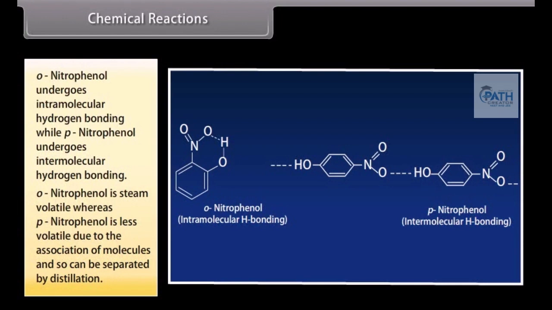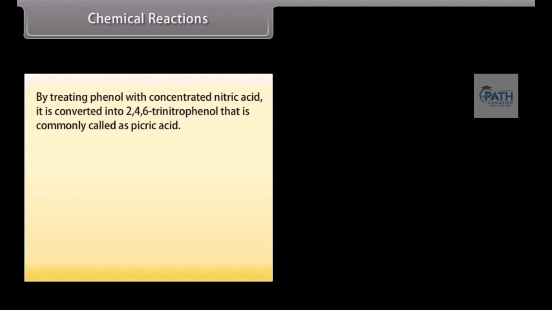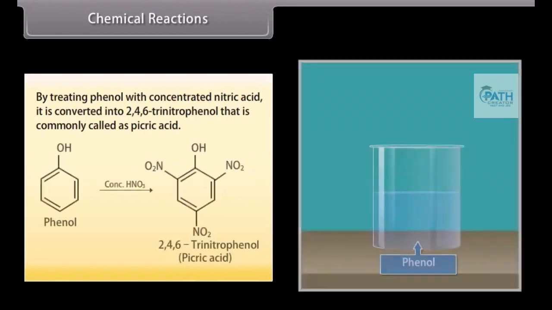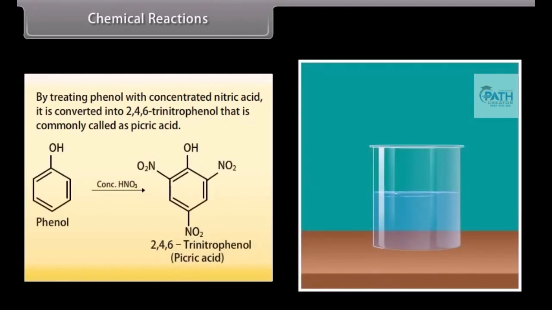by distillation. By treating phenol with concentrated nitric acid, it is converted into 2,4,6-trinitrophenol, that is commonly called picric acid. Phenol is converted into picric acid by treating it with concentrated nitric acid.